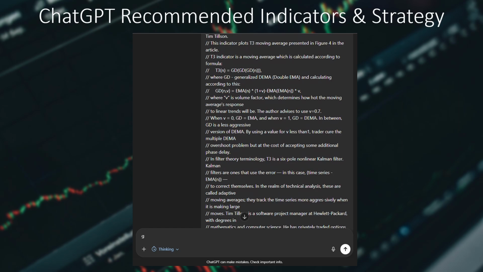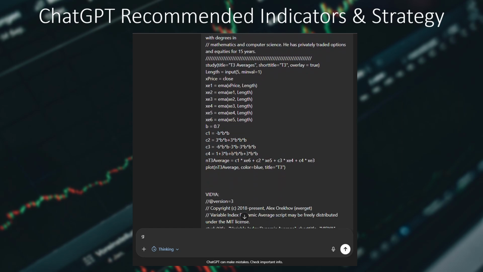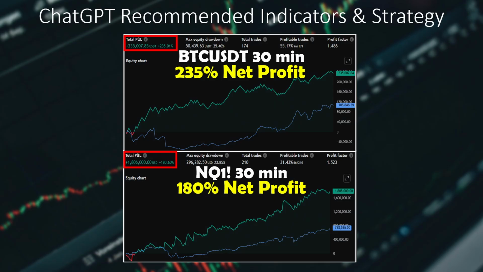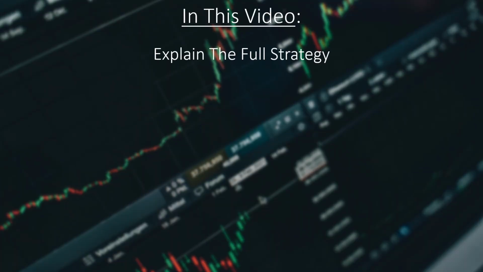But this time I chose only one, the first one it recommended, and coded a simplified version of it. After coding it, I optimized for 2 assets and the results were great. So in this video I will explain to you the full strategy and show you the optimizations I came up with.